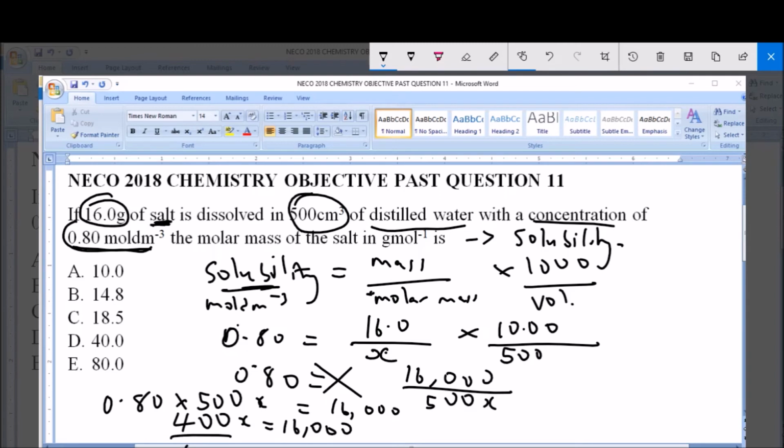Now divide both sides by 400. This is divided by 400, this is divided by 400, and x is 16,000 divided by 400, which is equal to 40.0. So 40.0 is option D. So option D, 40.0, is the molar mass of the salt in grams per mole.